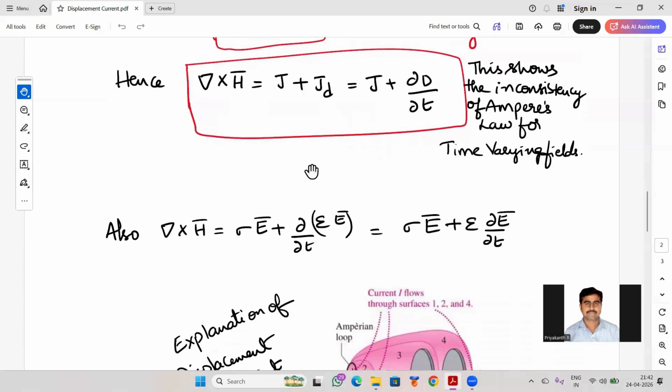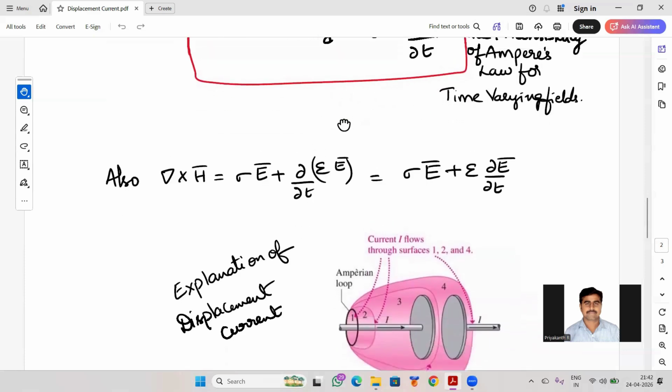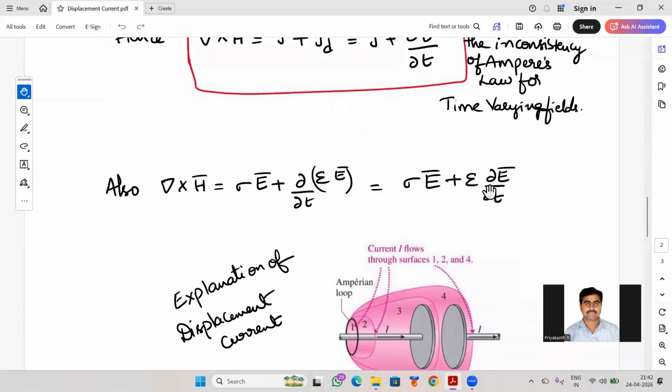Now, the question is, why is it called the displacement current density? It is called the displacement current density because no actual movement of free charges takes place, unlike the conduction current. It arises due to the time variation of electric flux density or electric displacement vector D. So even though electrons are not physically crossing the region, the changing electric field behaves like a current and produces a magnetic field. And therefore, this can be represented like this.